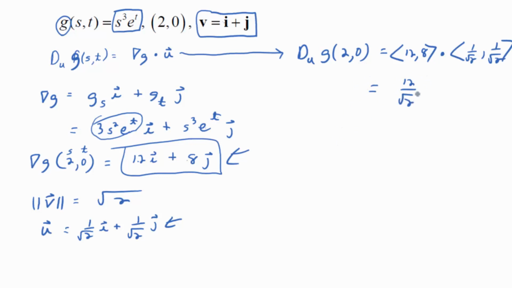12 over rad 2 plus 8 over rad 2, which is really 20 over rad 2. And I tend to bet that I rationalized it. I don't know for sure. But probably 20 rad 2 over 2, which is really 10 rad 2. I bet that's how I wrote the answer.